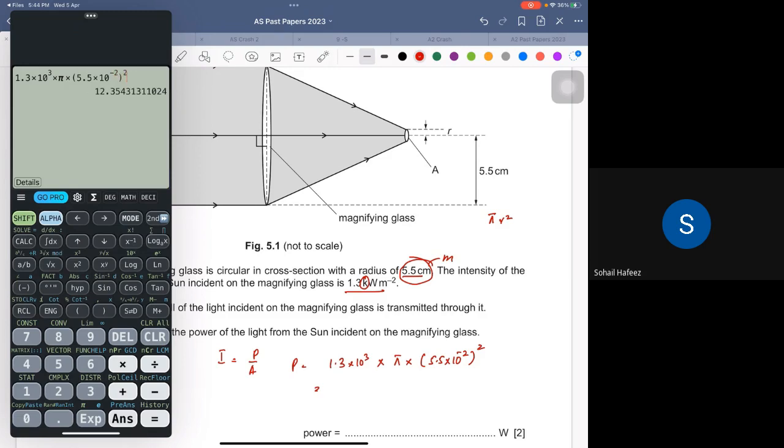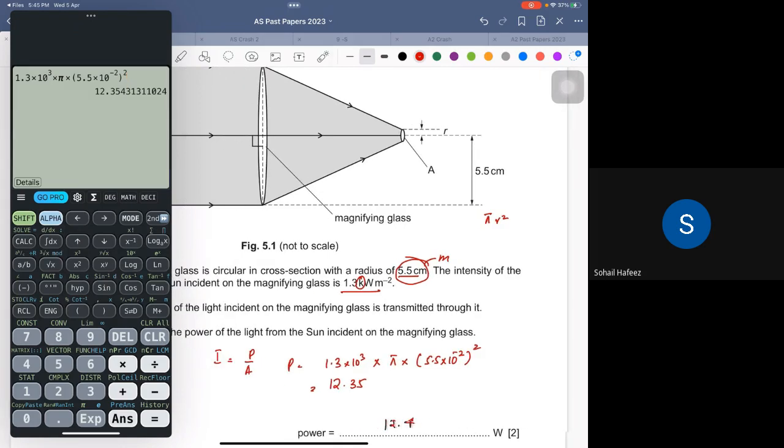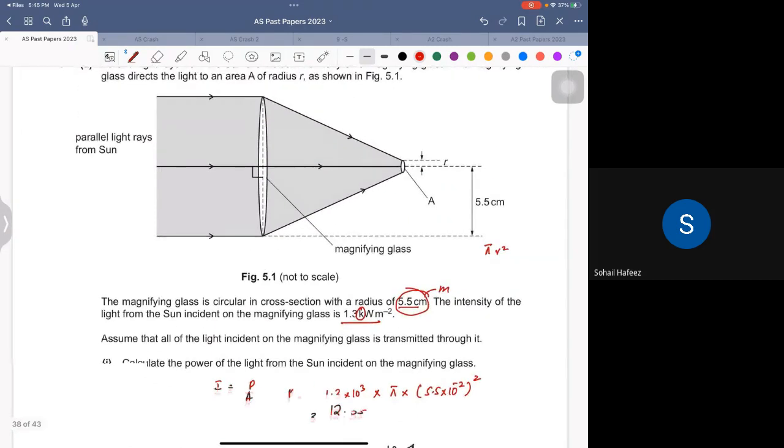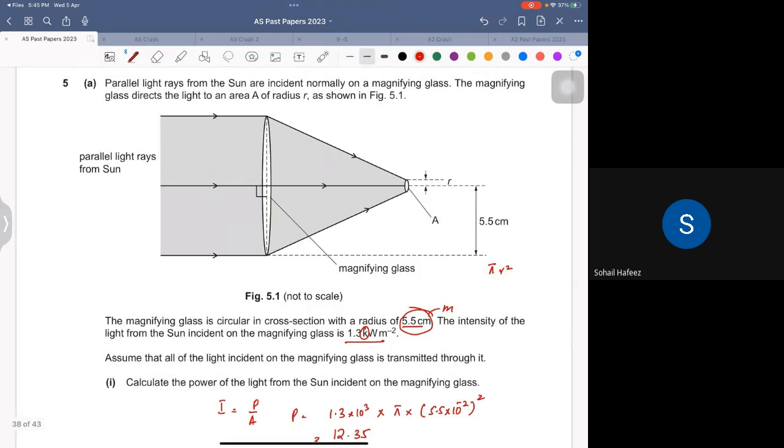Okay, so I'm getting something like 12.35. I'm going to write it as 12.4 watts, but you can write 12 as well. Then the value of R is 1.5 mm. Calculate the intensity of light on area A.